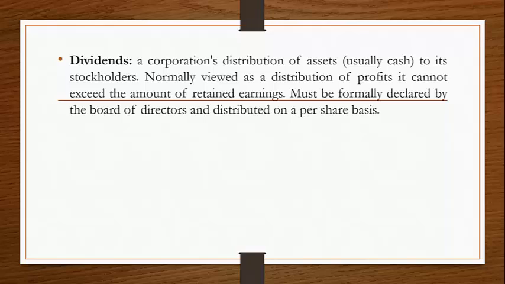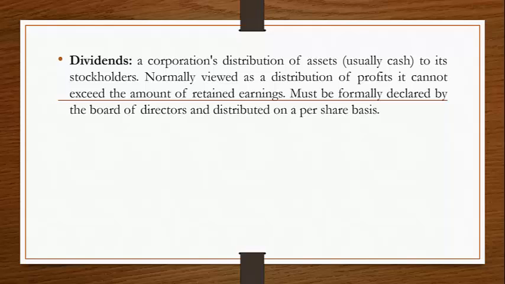When organizations make a profit, they distribute it, sometimes as cash and sometimes as bonus shares. This is called a dividend. If the profit is given in the form of cash, it is called a cash dividend. If it is given in the form of shares, it is called bonus shares.